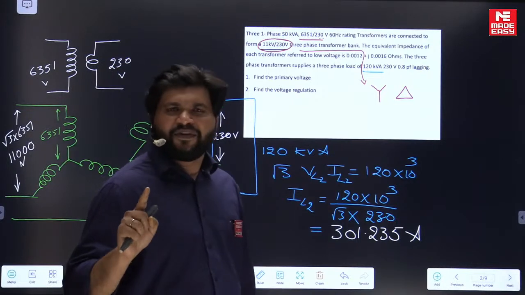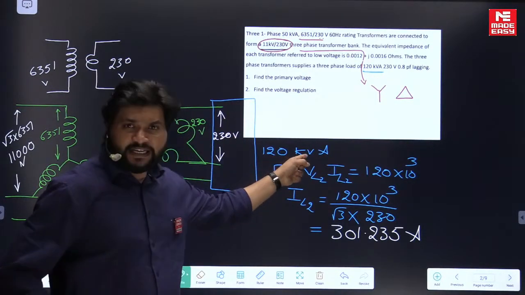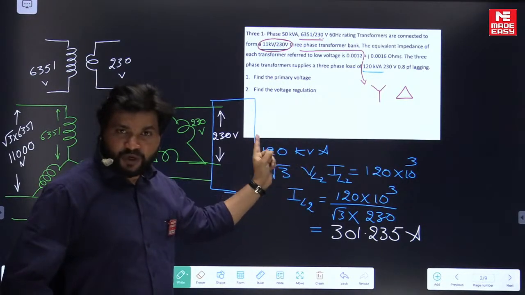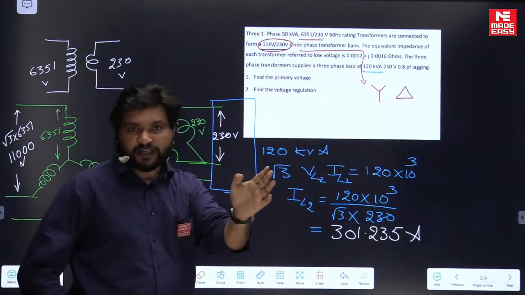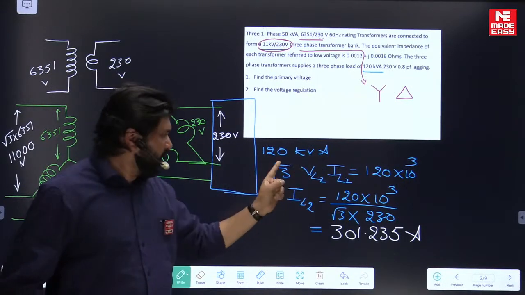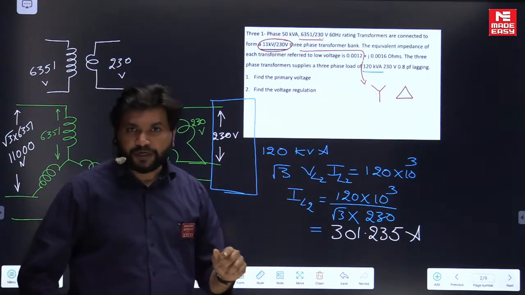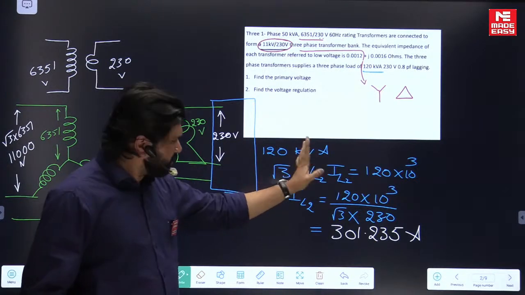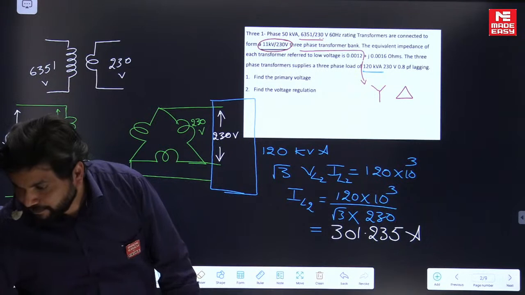Someone is asking why we are not using power factor. This is 120 kVA. It is not 120 kilowatt. If it is 120 kilowatt, then when you say kilowatt, that is VI cos phi. VA means simply V into I, because it is 3 phase, root 3 V_L I_L, or 3 V phase I phase. Hope you understood. So when you are dealing with volt amperes, just kVA ratings, you don't need a power factor. In kilowatt only you need that. Don't get confused.